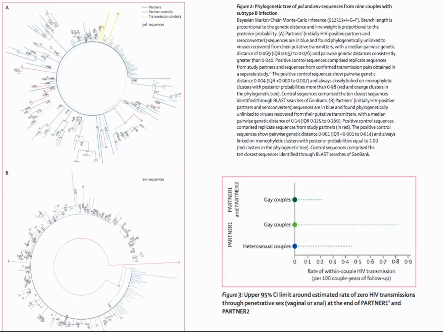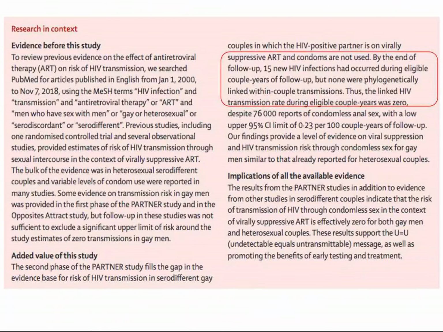Because perhaps the recipients of HIV were unfaithful. And if that were the case, they would get their HIV from someplace else. And that's why the sequencing that's shown in the left panel was done. And that indeed is what's shown here.